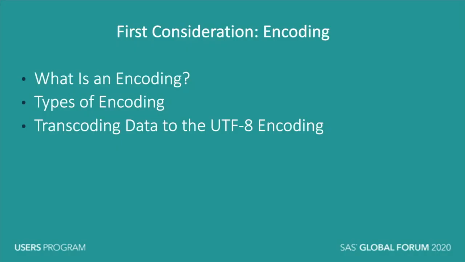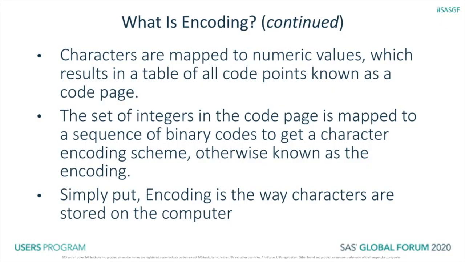The first thing we'll consider today is encoding. We'll discuss what is encoding, the types of encoding, and then transcoding your data into the new encoding. So what is encoding? When you're storing your data, characters are mapped to numeric values, which results in a table of all code points known as a code page. This set of integers in the code page are mapped to a sequence of binary codes that get a character encoding scheme, otherwise known as an encoding. So simply put, encoding is the way characters are stored on your computer.